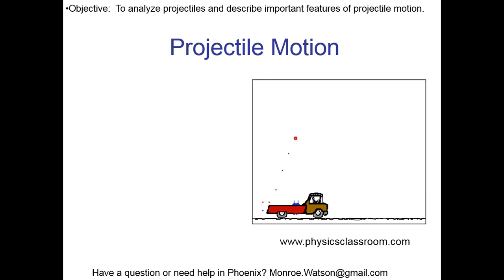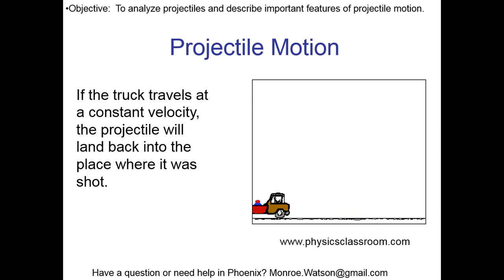An interesting thing that we can do, if we ever had a chance to do this realistically, is if I have a truck and it's traveling at a constant velocity and it shoots a projectile straight up, what's interesting is that the projectile will land back into the place where it was shot. But again, we have to assume there's no wind resistance.